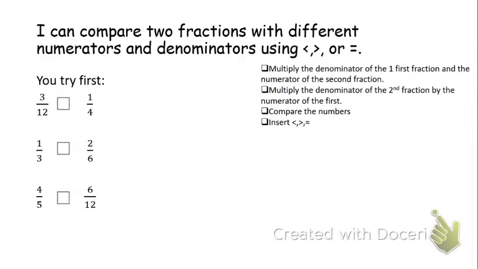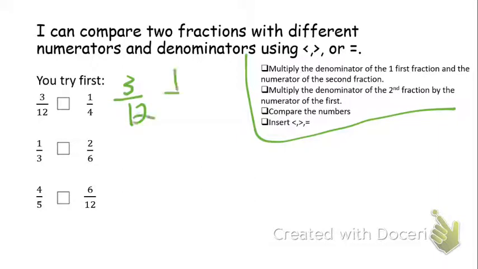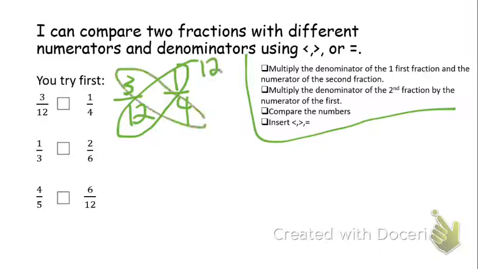Okay, now you're gonna try first on these ones. So go ahead and try 3/12 and 1/4 and compare them. If you need to, there is the criteria over here in case you are following that. Okay, pause the video if you need more time. So 3/12, 1/4. I'm gonna start multiplying. 3 times 12, or 12 times 1 is 12, and 3 times 4 is also 12.